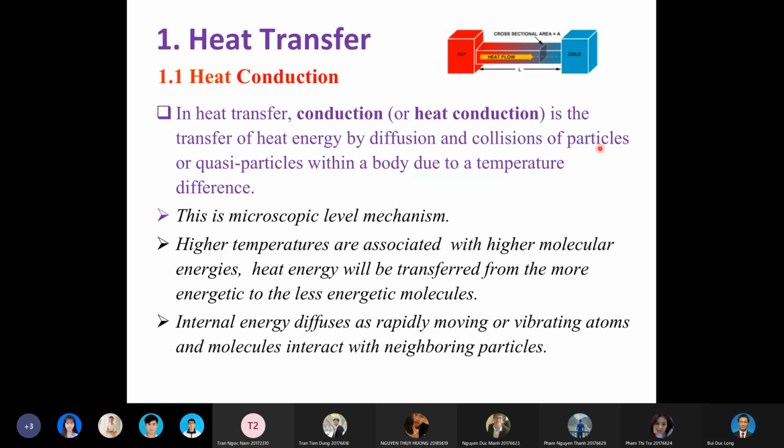The heat transfer, okay, is the transfer of heat energy by diffusion and collision of particles or quasi-particles within a body, due to a temperature difference.